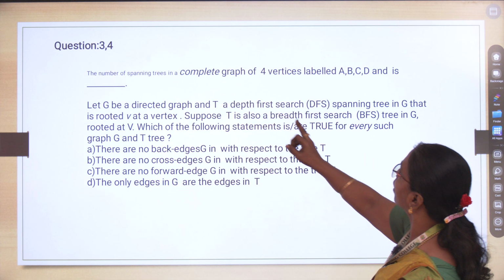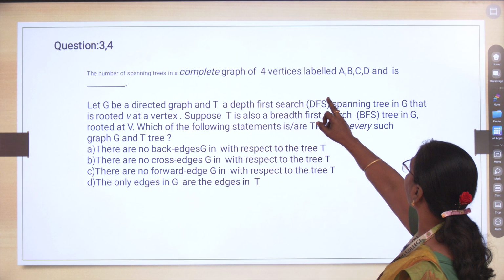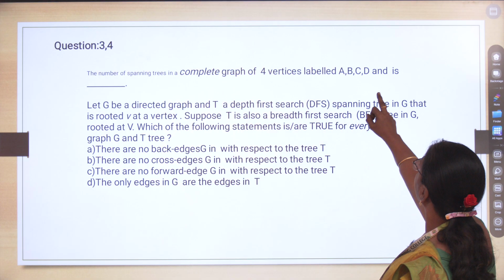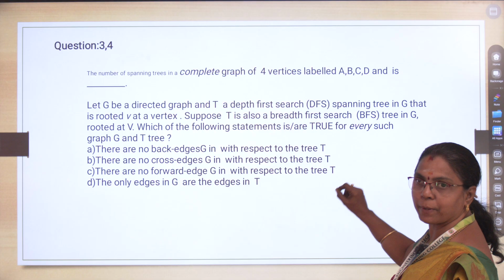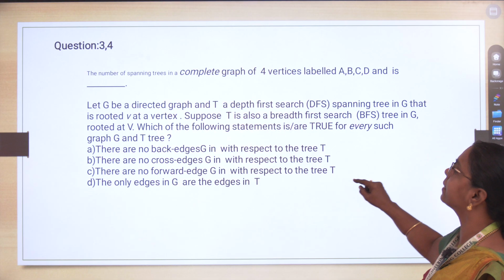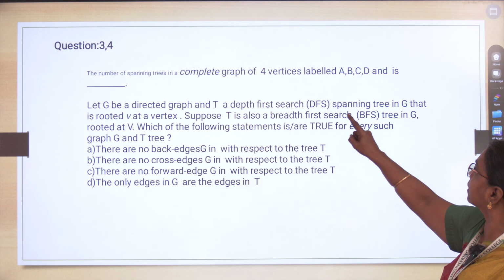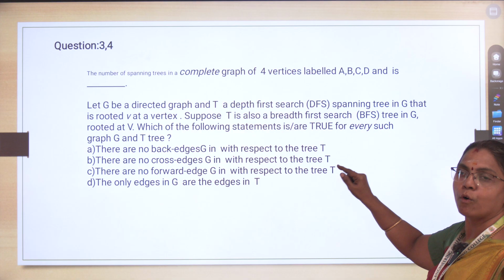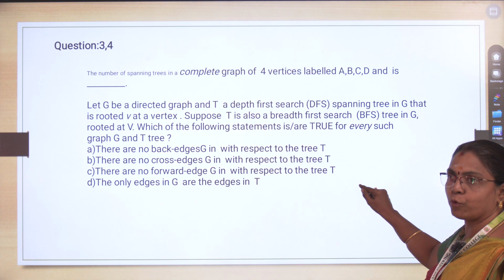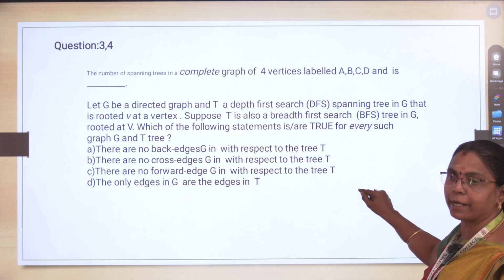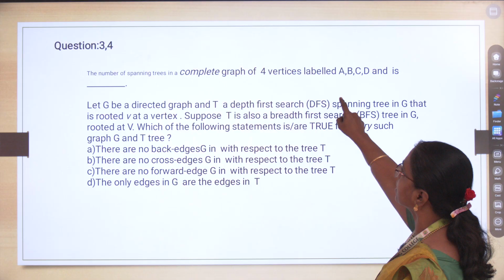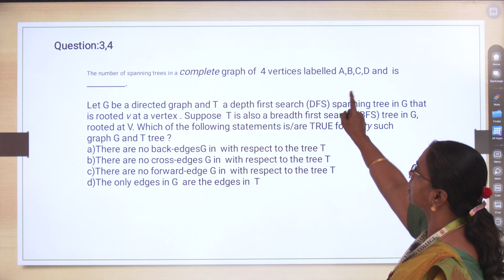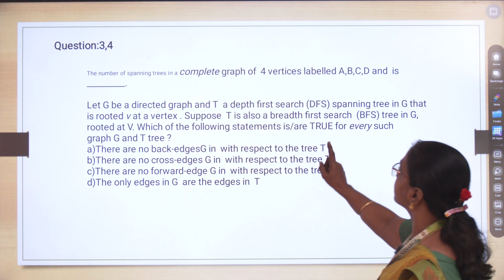Third question, the number of spanning trees in a complete graph. Here you have 4 vertices labeled A, B, C, D. So here n vertices are present. Based on Cayley's theorem, the number of spanning trees of a complete graph with n vertices is n to the power n minus 2. So n is equal to 4, so 4 to the power 2. So the answer of this option is 16. Answer is 16.